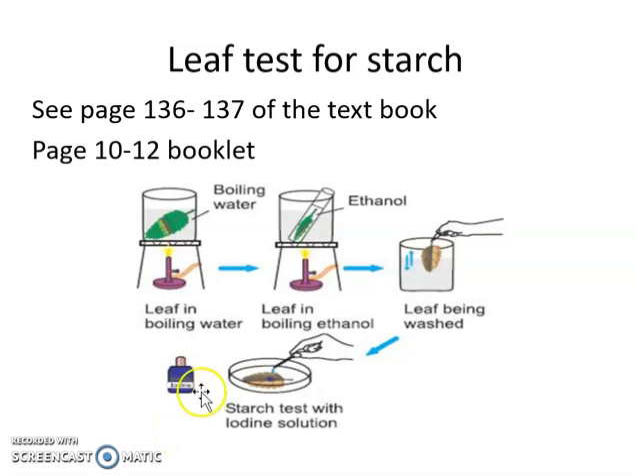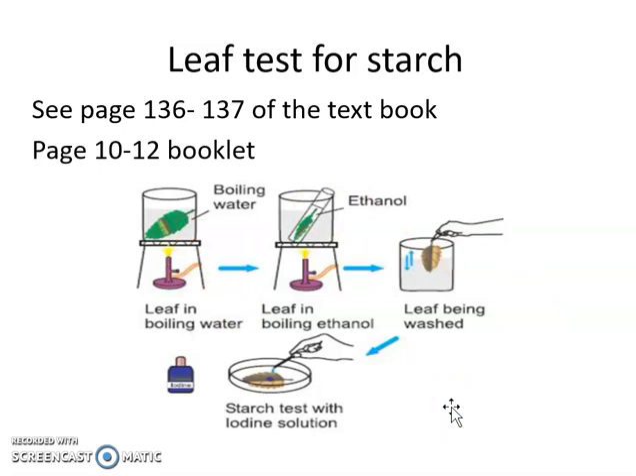So if we got iodine on the leaf and the leaf remains brown, that means there's no starch present. If the iodine goes black, that means that it has got starch present. And if it has got starch present, then that means that it must have been doing photosynthesis. Because remember, when the plant does photosynthesis, it initially makes glucose, and then the glucose molecules are individually put together to make an insoluble storage molecule called starch. So these are the steps that are necessary for testing the leaf for starch.